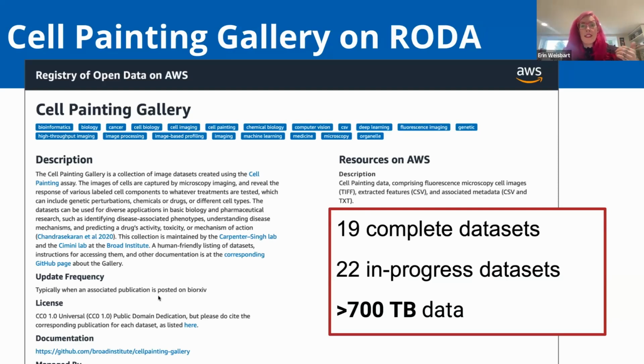And the gallery itself currently has 19 complete data sets. We have 22 data sets that are in progress, either in progress of uploading or in progress of acquisition or analysis, somewhere in the workflow. So lots more data coming in. It's about 700 terabytes right now, but clearly with more data sets coming in than there currently are complete, you know that this is going to get larger.